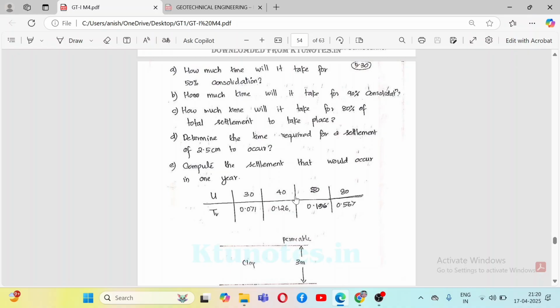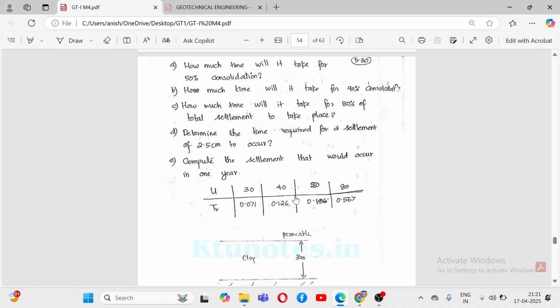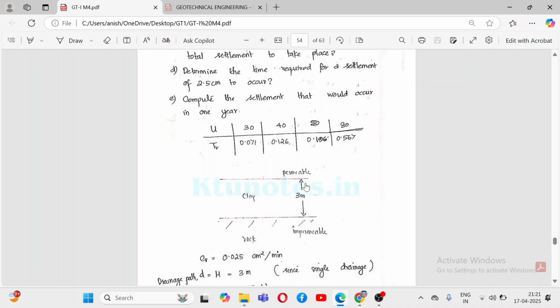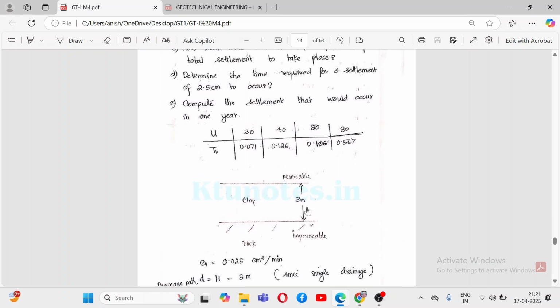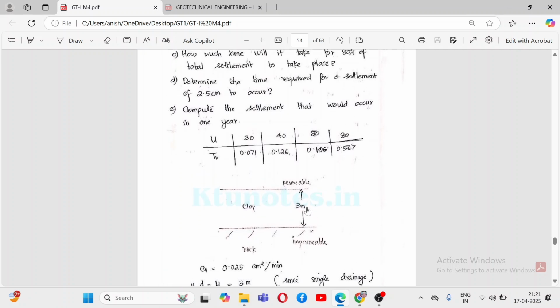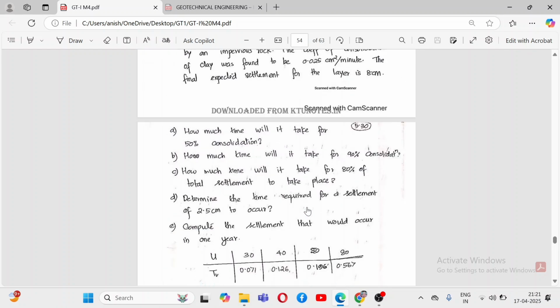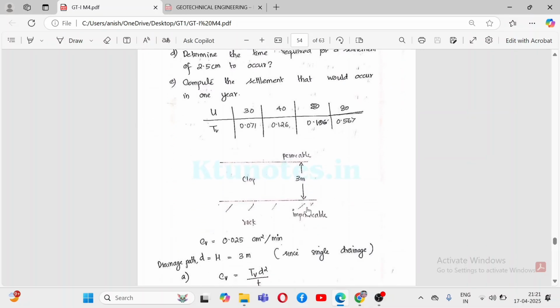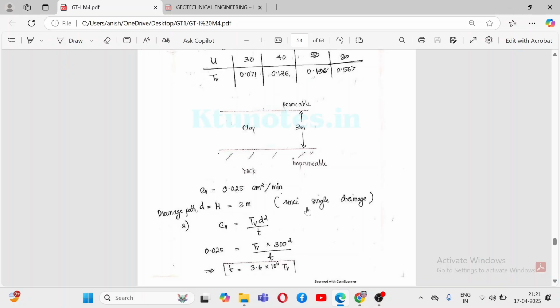U is given as 30, and the corresponding TV is given as 0.071. The corresponding values: the permeable layer as shown, the clay layer, the rock layer which is the impermeable layer, 3 meters is given. What is CV? CV is given as 0.025 centimeters square per minute. Then we have H as 3 meter.